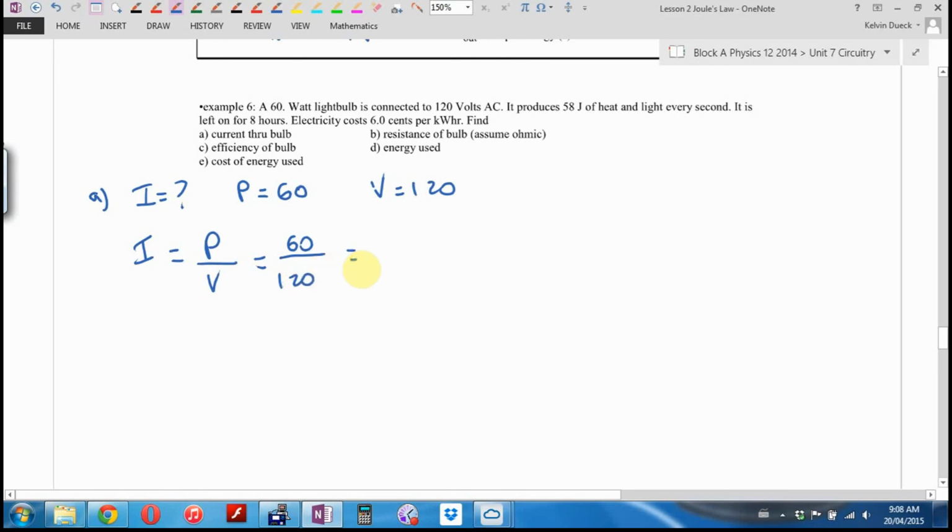You know what, Sam? I think even you can do this one in your head. Can you go 60 divided by 120 as a decimal? Don't let me down. Thank you. I'm going to go to 2 sig figs. So, Sam, I'm going to go to 0.50 just because I have 2 or 3 sig figs. Units, what's current measured in? Amps.